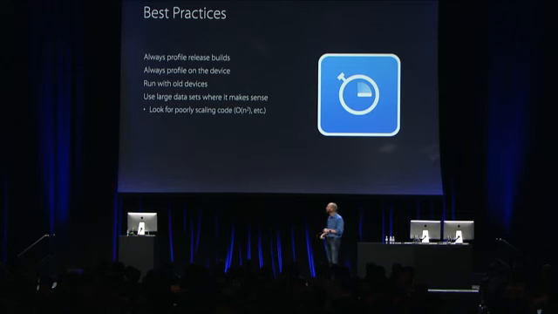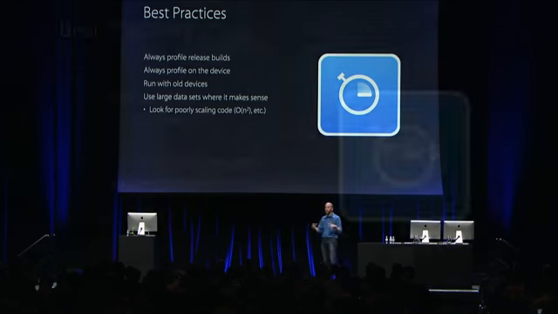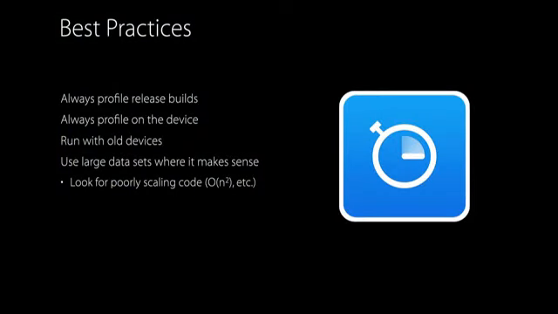Some best practices about using Time Profiler. The general overview here is that you want to be profiling as close as you can to what your customers will be running. So you always want to profile release builds. Not only do you want the optimizations from the compiler, but release builds are what your customers are going to be using. You always want to profile on the device. The simulator is not going to give you useful data to work with.